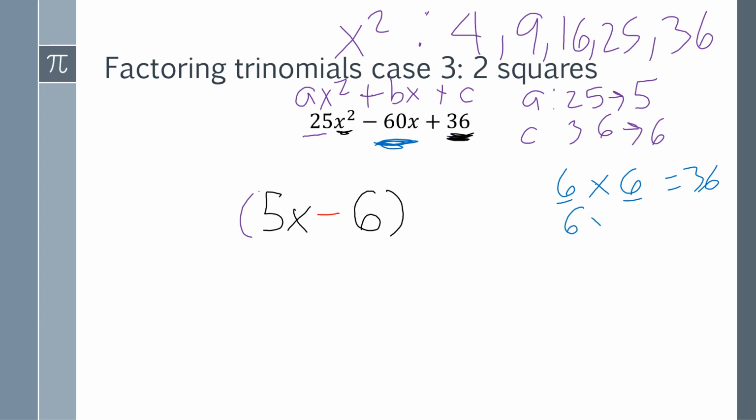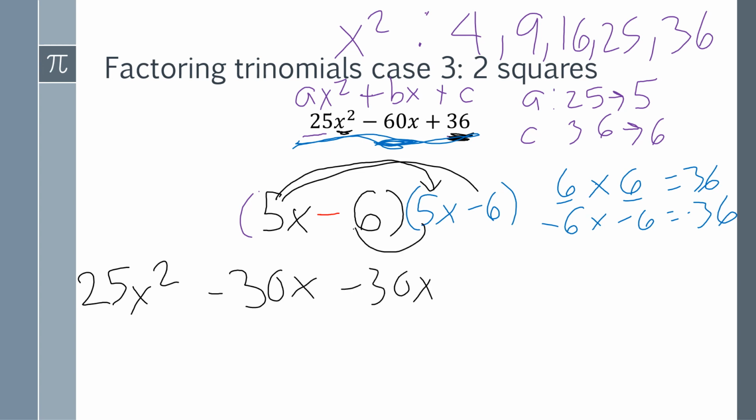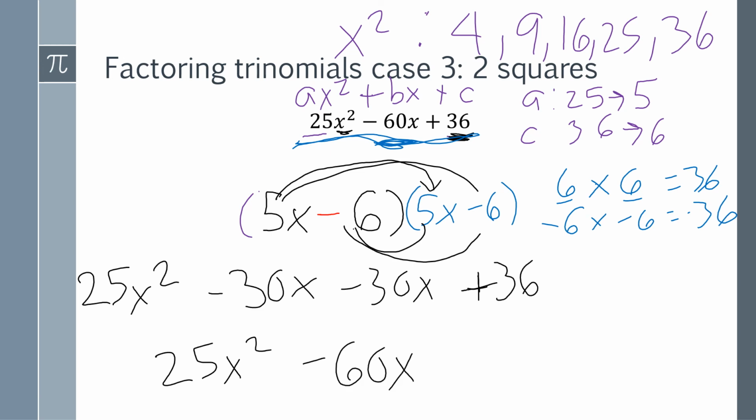What about negative 6 times negative 6? That's positive 36, right? It is. Two negatives make a positive. So why don't you try this? 5x minus 6. And let's factor it and see, do we get this guy? So let's do it. So we know 5x times 5x is 25x squared. 5 times negative 6 is negative 30x. Negative 6 times positive 5x is negative 30x. And negative 6 times negative 6 is positive 36. So when we multiply this out, we get 25x squared minus 60x plus 36. So guess what? That's what we started off with.